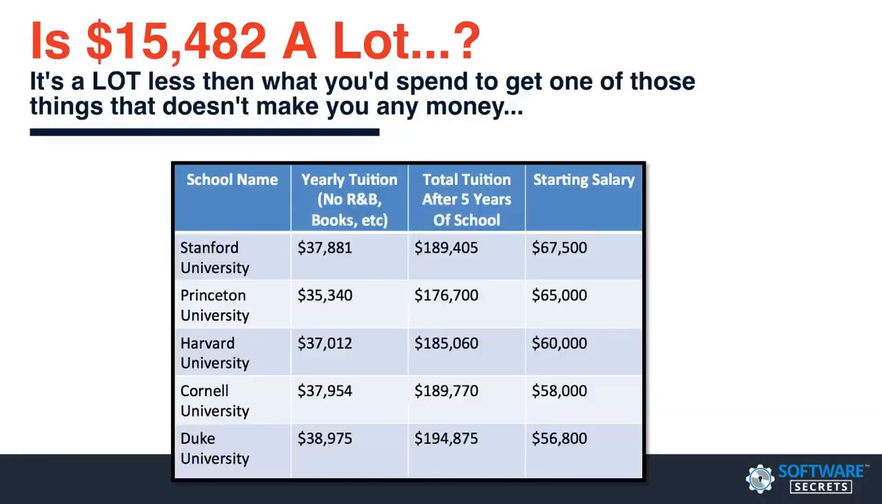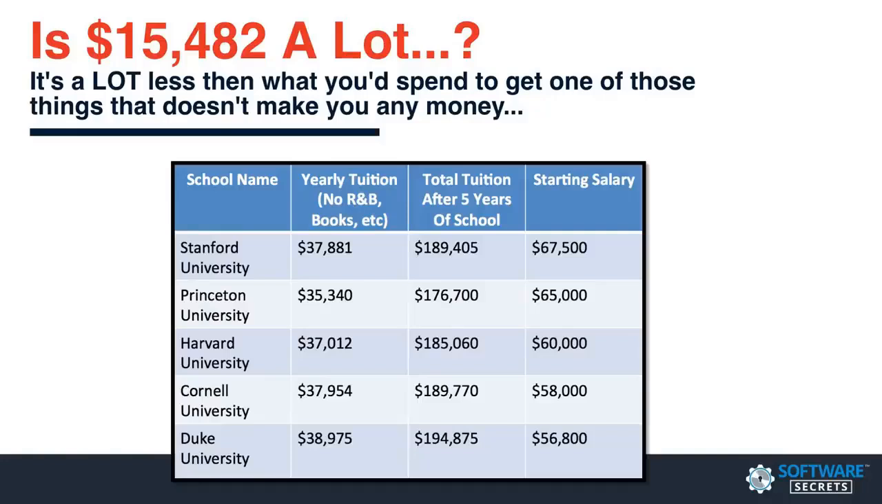So the other thing I want to point out is that this is a lot less than what you spend at one of those things that doesn't actually make you any money at all. I think they call them degrees. Like, I was looking at this thing. Stanford University charges you $37,000 a year to get a degree. The best case scenario, your average starting salary is $67,000 a year, okay? So after 5 years of tuition, you're at $189,000 to start to get a job that pays you $67,000 a year. Like, that's insane. Princeton's no better.